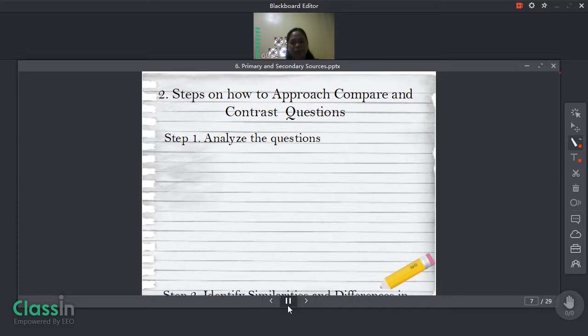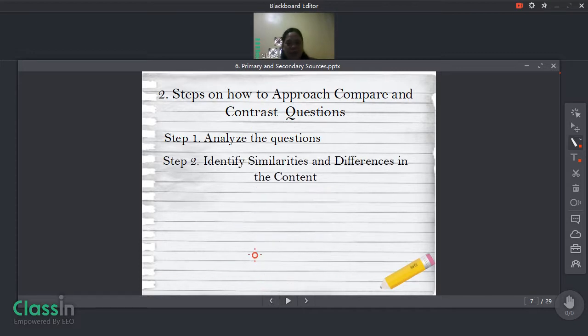Okay, and the next one is to identify similarities and differences in the content. So what do you mean by that? In this case, the student should begin a process of the appropriate information in the text by highlighting it, by underlining it, making notes in bullet form, or using graphic organizers.